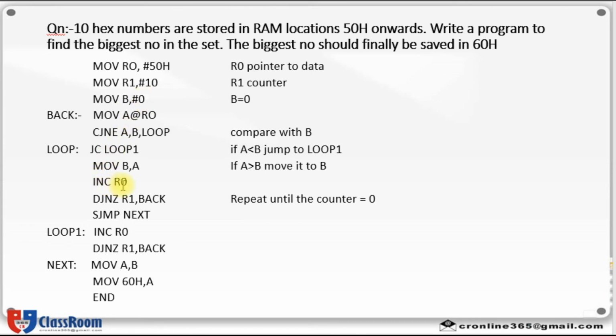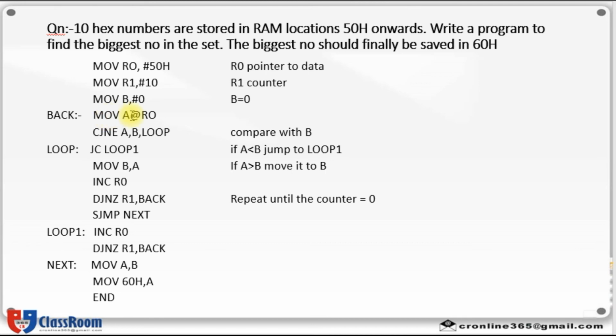Then you have to increment R0. Increment R0 means this 50H address location becomes 51H. Then you have to check whether this counter has decremented to 0 or not. You have to count up to 10 values. So by using the instruction decrement jump on non-zero, this 10 value becomes decremented by 1, that is 10 becomes 9, and again I have to come here.